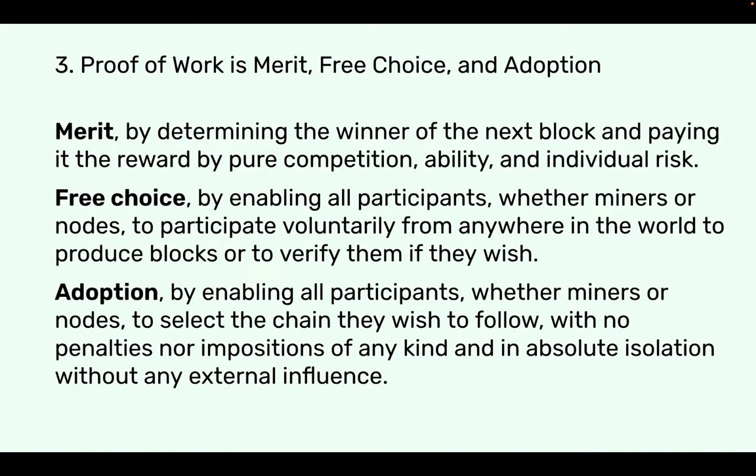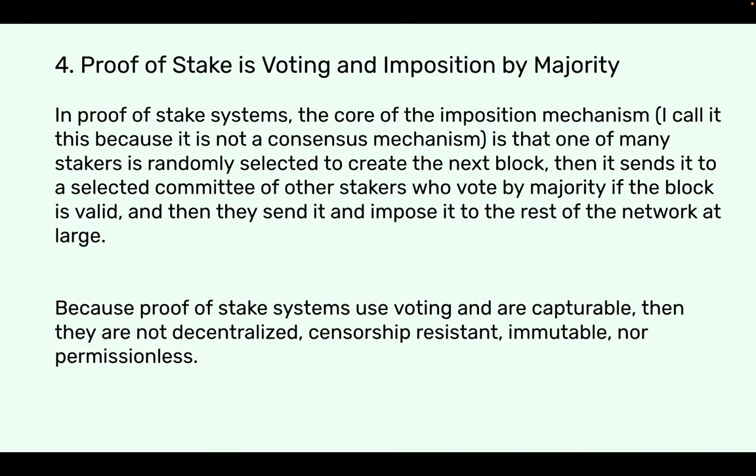how voting mechanisms work. Voting mechanisms have imposition to people who don't want it. Blockchains have no imposition to anyone who doesn't want anything. Everybody can have free choice and adopt with whatever they wish. 4. Proof of stake is voting and imposition by majority. This is important to understand because proof of stake is really a centralized system, and it doesn't have permissionlessness, censorship resistance, or anything like that.